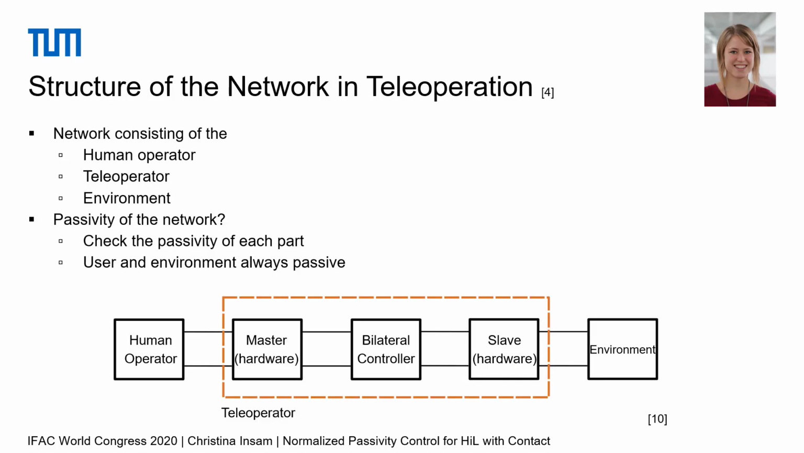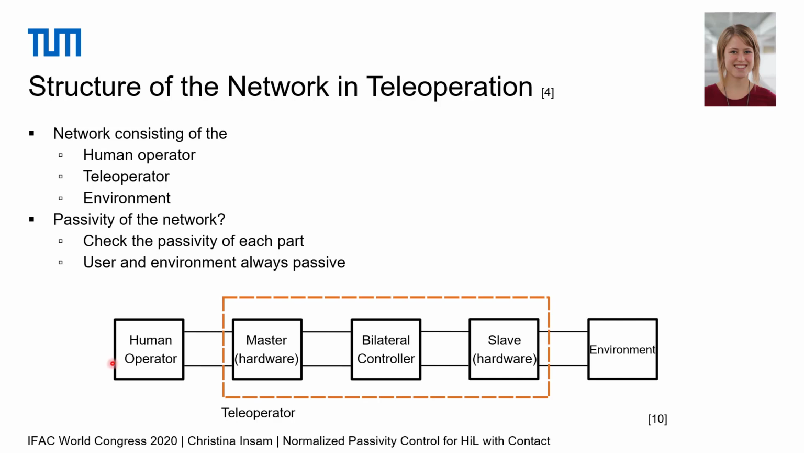Let's have a look at the power flow in a teleoperation system. The teleoperation system is a network consisting of the human operator, who gives inputs to the teleoperator, and the teleoperator which interacts with the environment. This kind of diagram shows the power flow in this network. All connections indicate that there is a power exchange between the respective parts. We want to find out whether the whole network is active or passive.